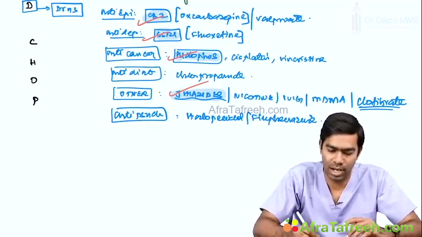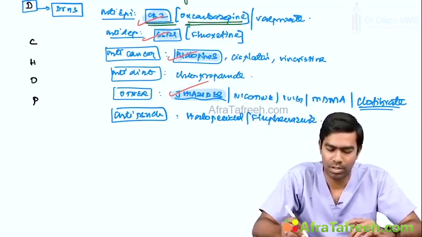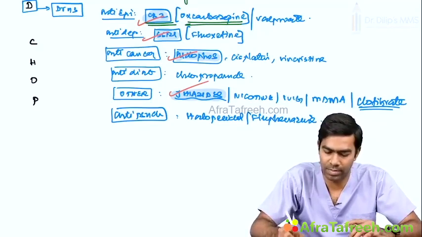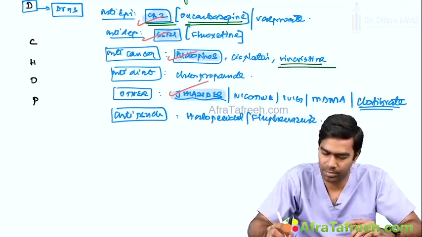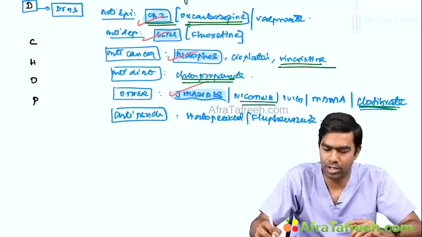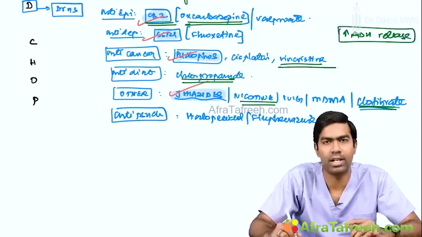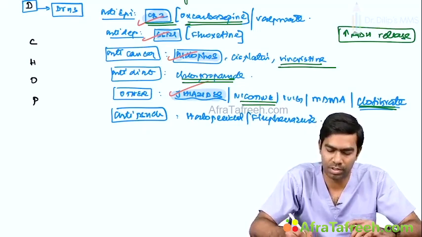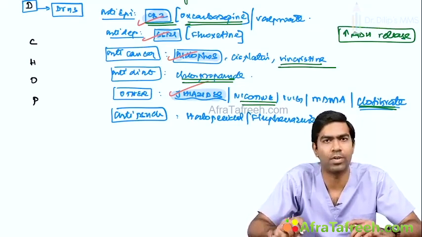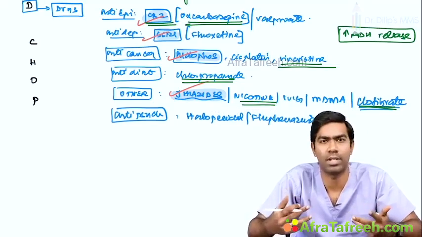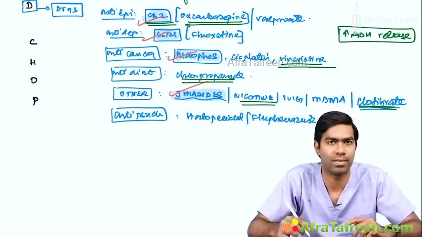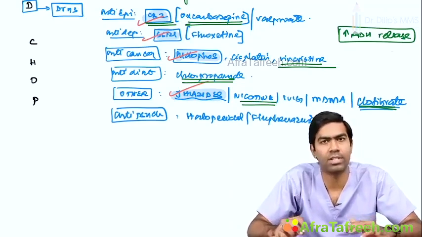Let us see: carbamazepine and oxcarbazepine, then vincristine, then chlorpropamide, clofibrate and nicotine. All these are going to produce SIADH by increasing the ADH release. The mechanism of how they do that is unknown, but they increase the ADH release from the pituitary. Then there are some agents that potentiate the ADH action.